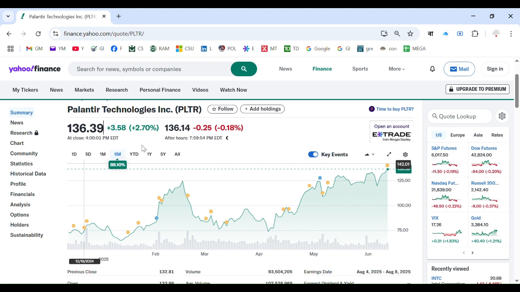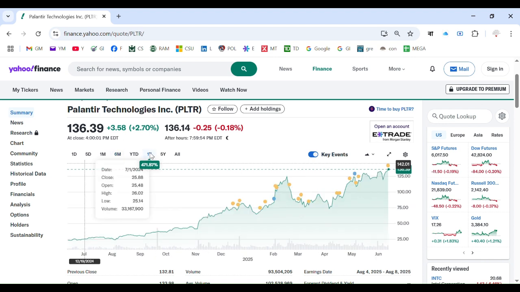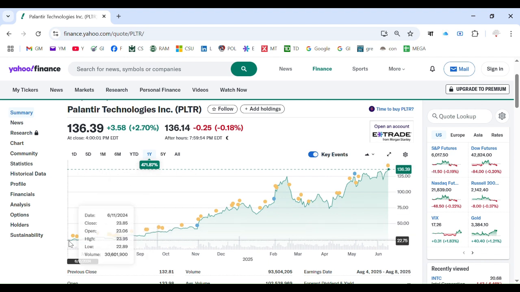So in a 1 year period, what happened? PLTR is up from $23.85 to $136.39, which is almost 500% higher. It is almost 6 times the price, right? So this is a massive uptrend.